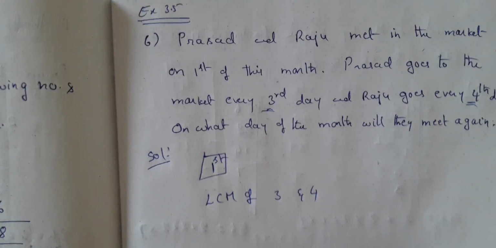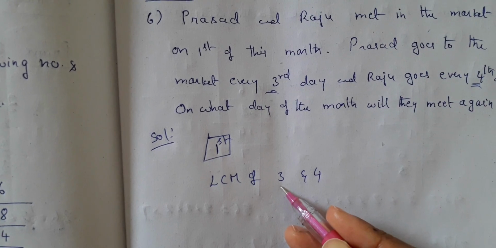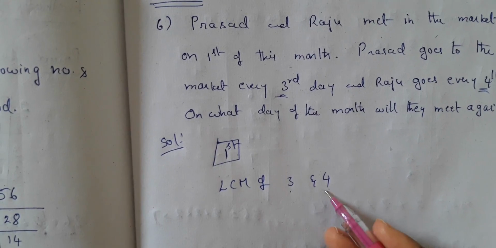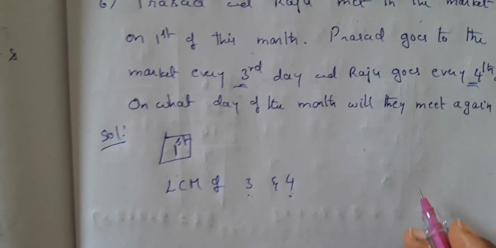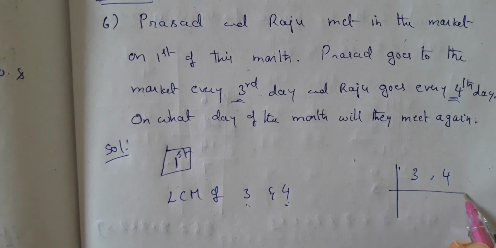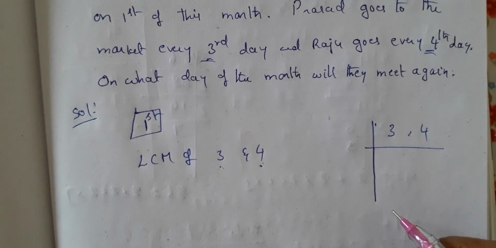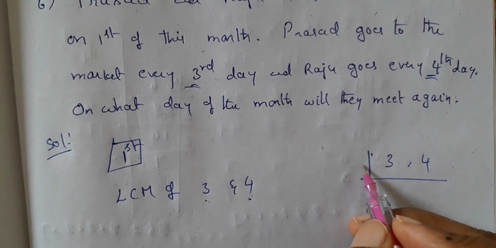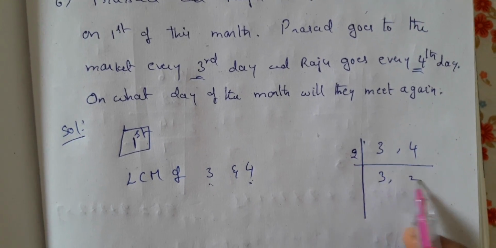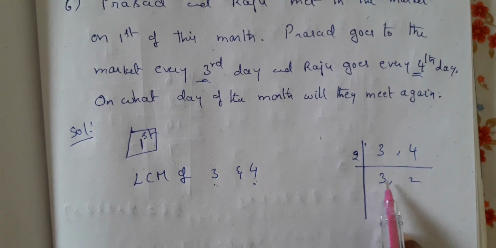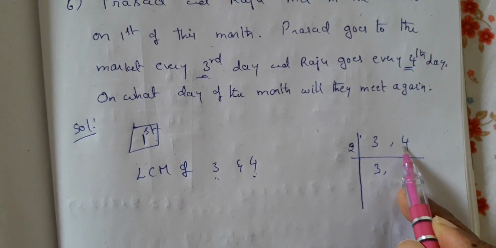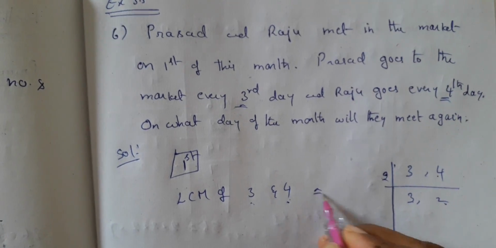LCM of 3 and 4, no need to determine because 3 is a prime number, 4 is a composite number, and in 4 you don't have 3. So you can directly multiply 3 and 4. Or else, if you are not satisfied, I will show you with long division. 3, 4. Here you will take 2. So we are left with all prime numbers, I can leave it here. 2 threes are 6, 6 twos are 12. Directly 3 fours are also 12. So LCM of 3 and 4 is equal to 12.